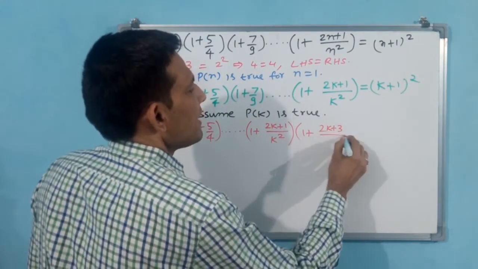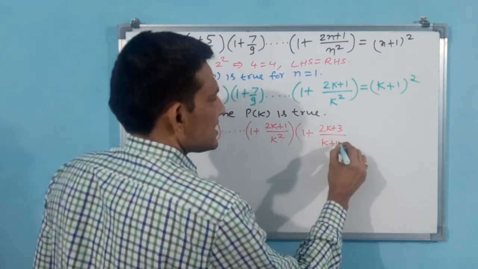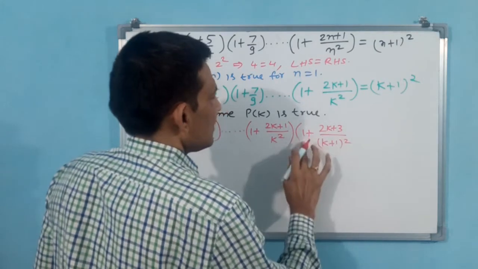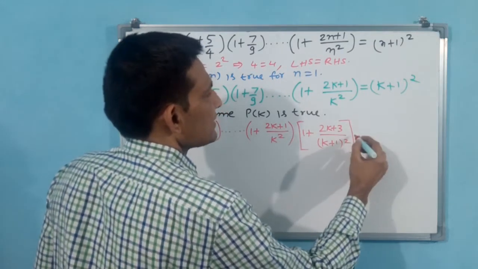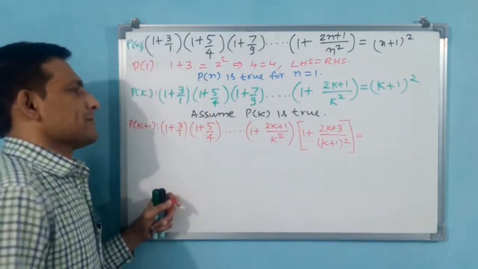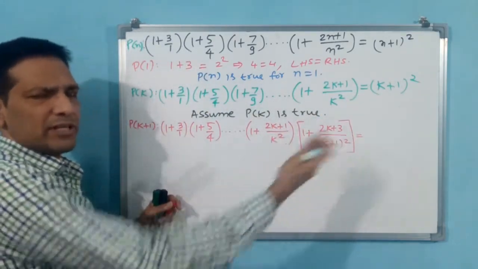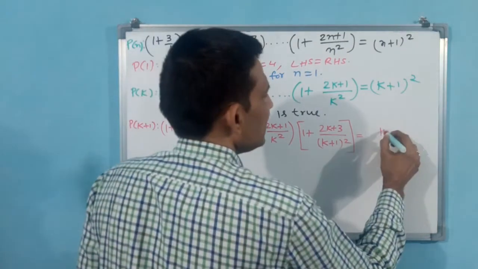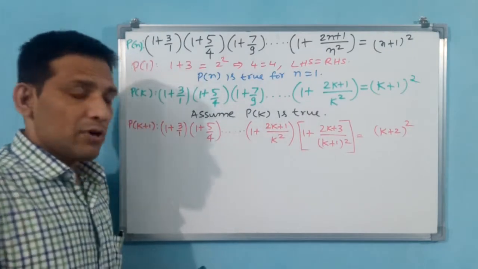2k plus 3 by k plus 1 whole square. Now, better you put this bracket rather than parenthesis. That is equal to... Okay, here earlier k plus 1 was there, now k plus 1 plus 1. That directly you can write k plus 2, addition only. K plus 2 whole square. Okay, this you have to prove.